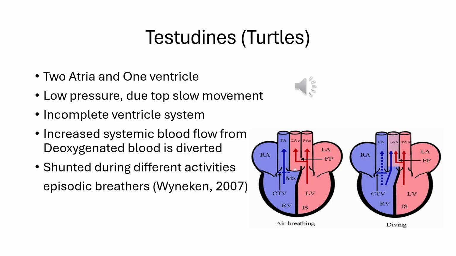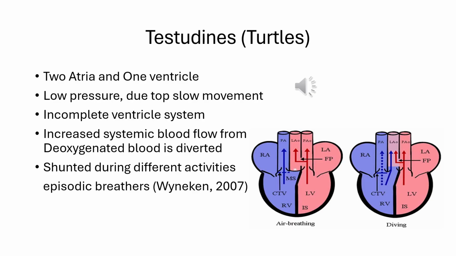The turtles do have an incomplete ventricular septum. Again, with the changing in the mixture of the oxygenated and deoxygenated blood, that's what we'll see. There is an increase in the systemic blood flow from the deoxygenated blood as it's diverted, and we can see that in the pictures over here during the air breathing and also the diving activities. Wyneken described them as episodic breathers. So that shunting that occurs during different activities is what's going to cause that change in the heart.